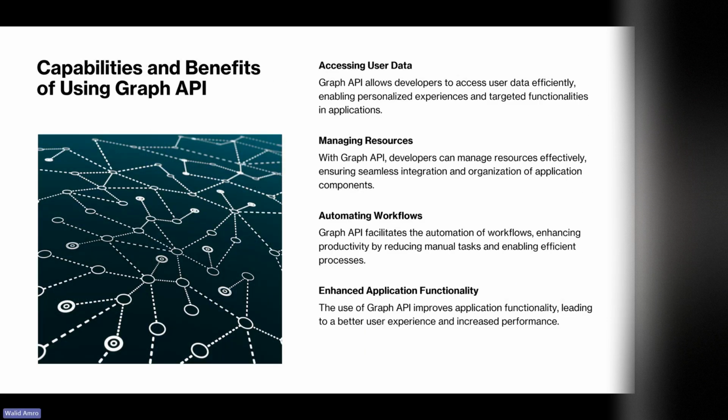What are the capabilities and benefits? For example, accessing user data and managing resources. You can manage resources as well, like creating users or adding users to groups, creating new SharePoint sites, uploading files to OneDrive, and downloading files from OneDrive. And it will enhance your application functionality. For example, if your application wants to do something with Microsoft 365, you could add that feature and utilize Graph API.